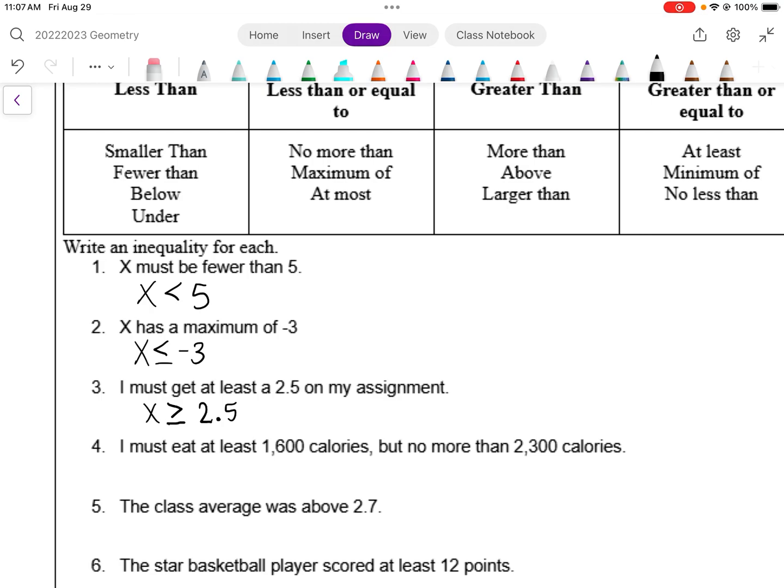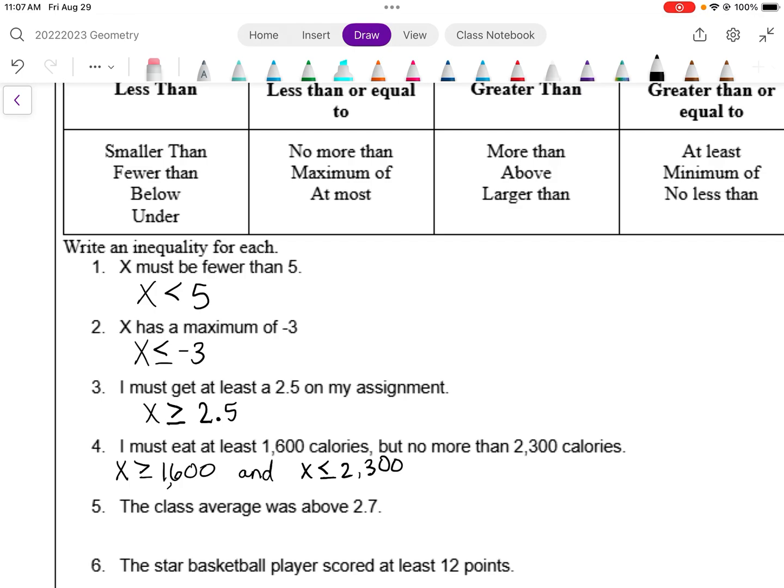I must eat at least 1,600 calories. So that means what I'm eating has to be more than. So I'm going to use greater than or equal to. Meaning I could just eat 1,600 calories and call it good, or I could eat a little bit more than that. Okay? And it also says I can eat no more than 2,300 calories. So that means I have to eat less than or equal to 2,300.